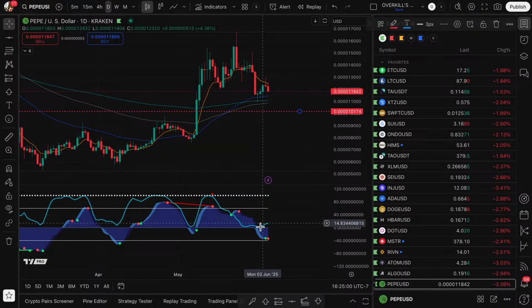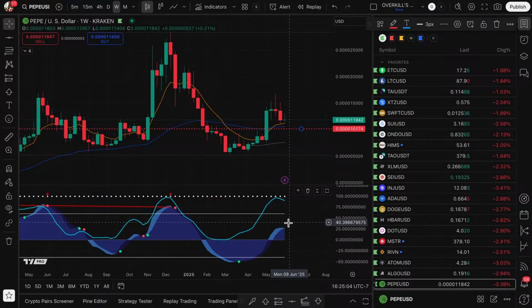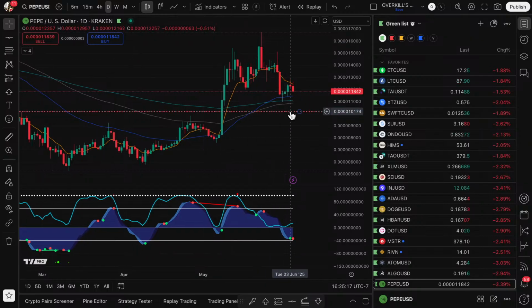But again, we're looking for the green dot here right now on the weekly. We want to see the weekly green dots. It actually still has a green dot. A red dot showed up, but it faded away. So as long as we hold this level right here at 0.00001, Pepe looks good. Okay, Pepe looks fine here above that level, up above those EMAs.